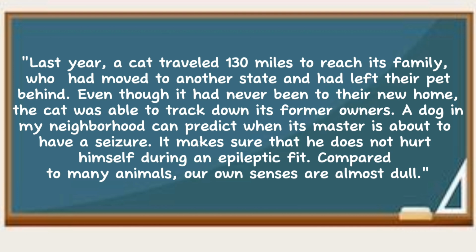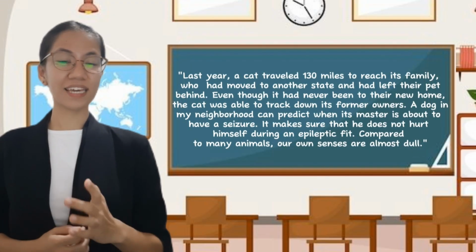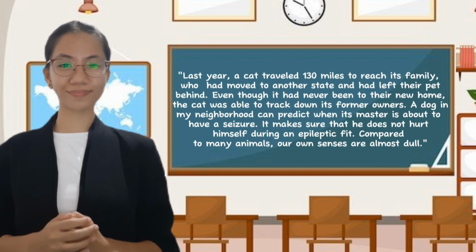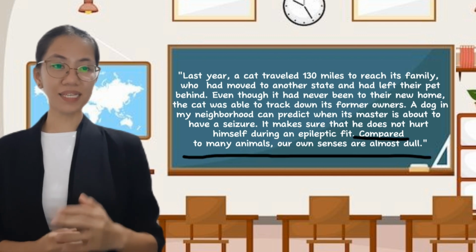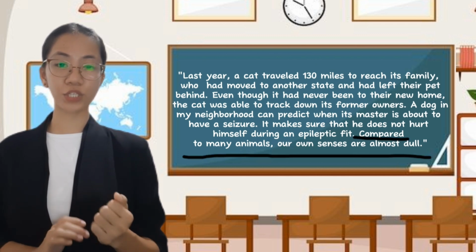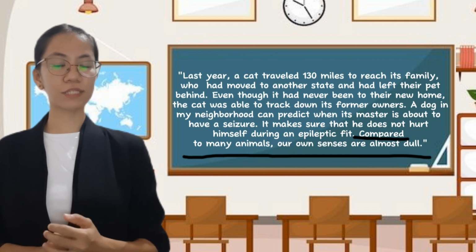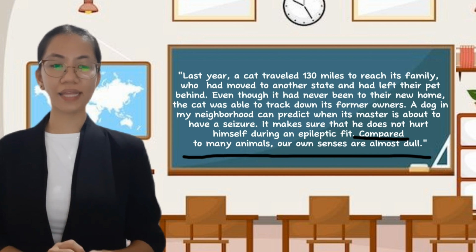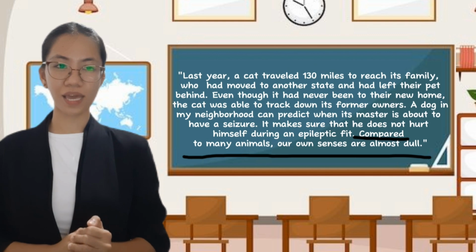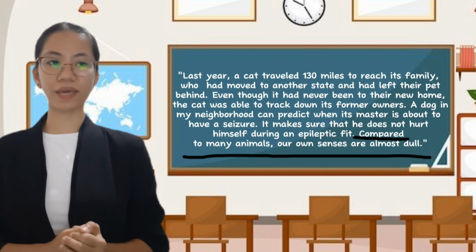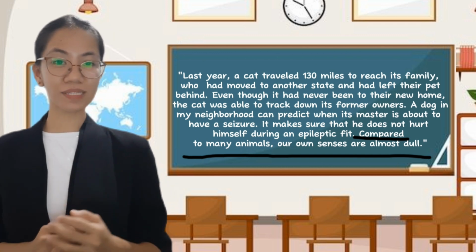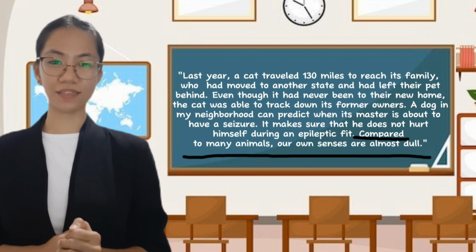Compared to many animals, our own senses are almost dull. And now, can you tell me where the topic sentence is located in this paragraph? The answer is, the last sentence of the paragraph is the topic sentence. It draws on specific examples, a cat that tracked down its owners and a dog that can predict seizures, and then makes a general statement that draws a conclusion from these examples: animal senses are better than humans' in this case.